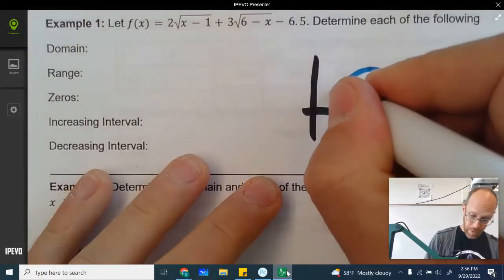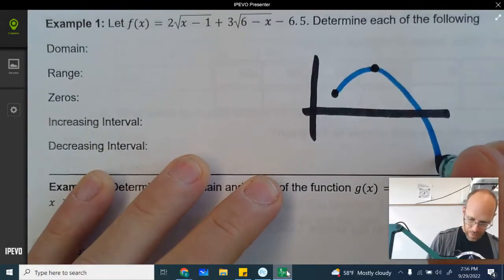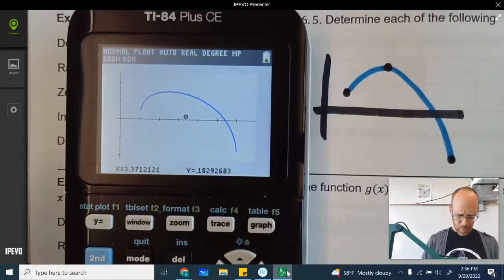Okay. Now, to answer most of these questions, there's three really important points that we need to identify in the graph. The first is the left endpoint. The second is the maximum. And the third is the right endpoint. Okay. Let's start with the endpoints. Those are probably a little bit easier.